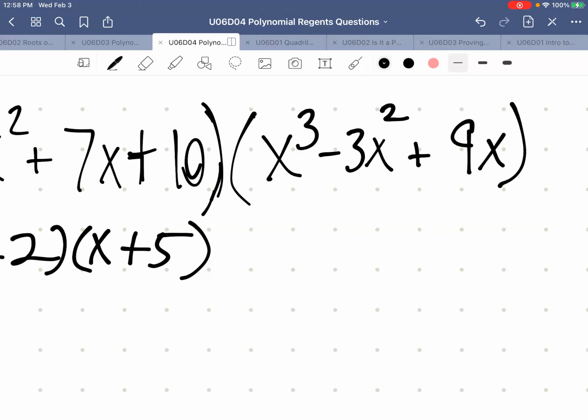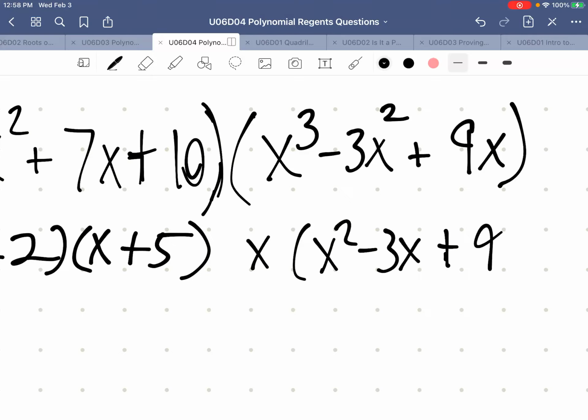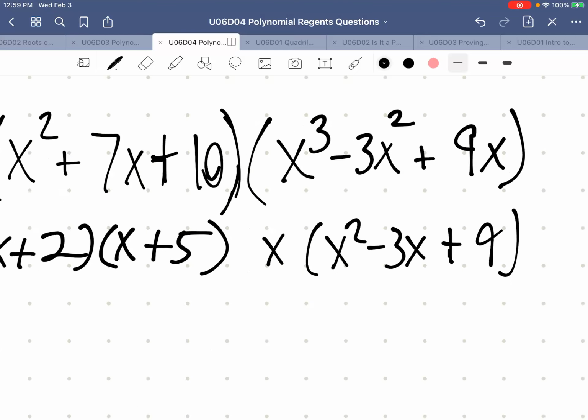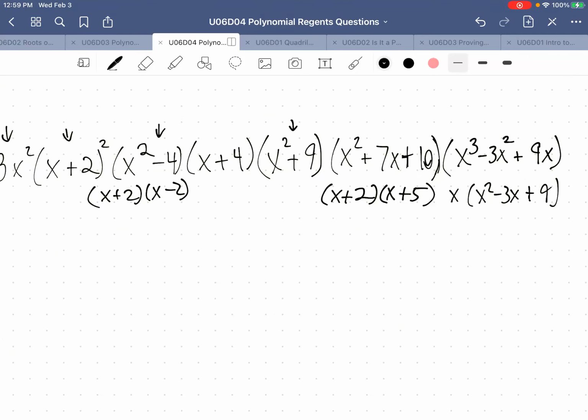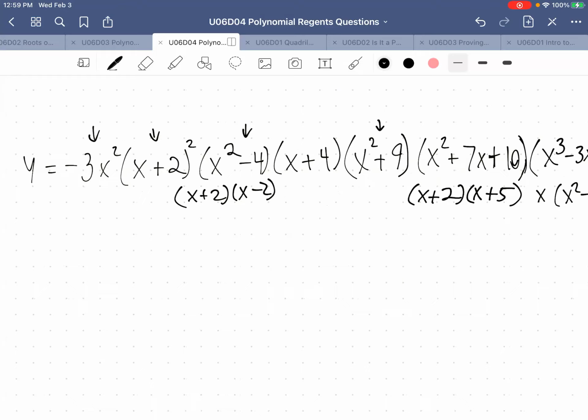And our next expression has a GCF, so this would become x times x squared minus 3x plus 9. Now, I don't know if this polynomial is factorable. I can't think of two numbers that multiply to be 9 but add up to be negative 3, so it's probably not factorable. So let's just rewrite these factors now.